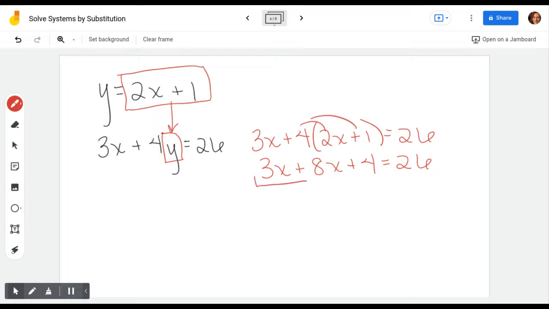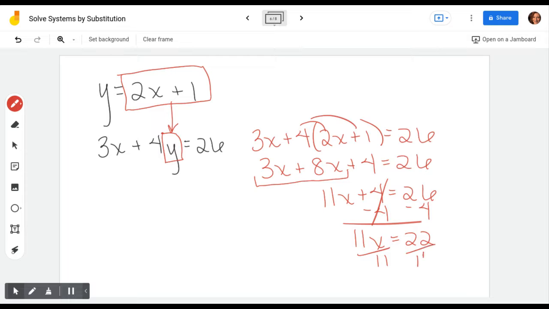Again, combine your like terms. They're on the same side of the equal sign, so do the same operation that you see. So that's really 11x plus 4 equals 26. I'm going to subtract the 4, and that leaves me with 11x equals 22. Divide by 11, and I find out that x equals 2. So there's the first half of that solution.